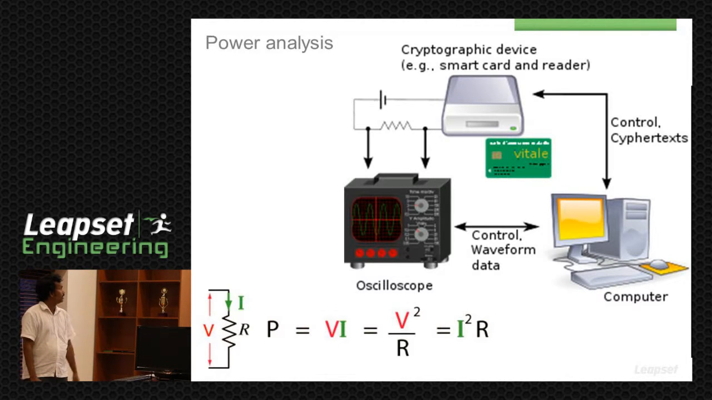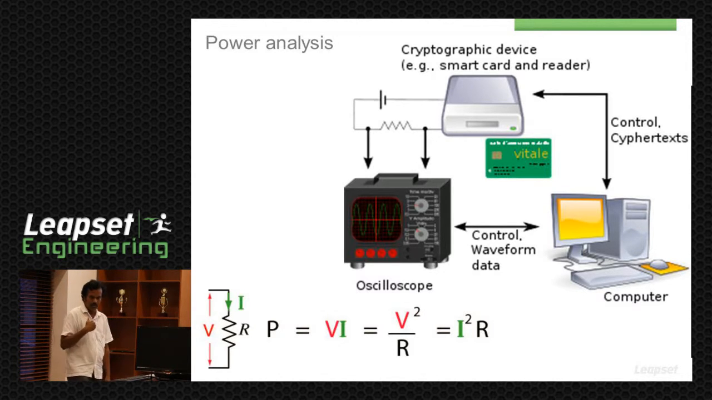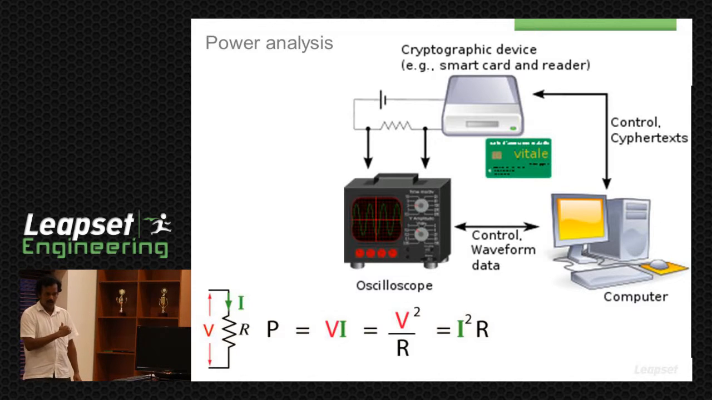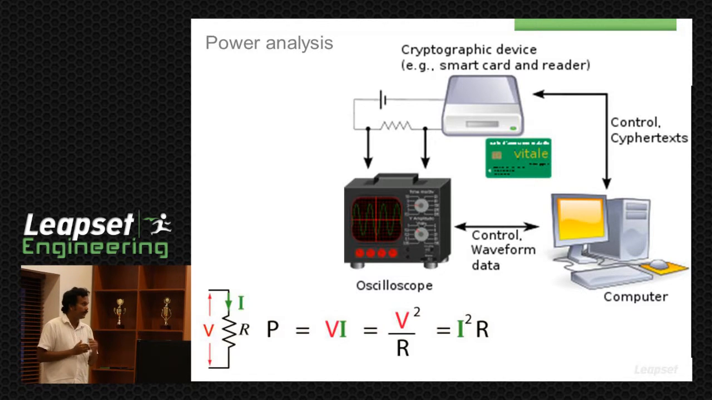People can do that using power analysis. Right? What they do is they send different ciphers, different data, to the smart card and let it do the encryption process. They use an oscilloscope or some electronic equipment and monitor the power usage of that device. When the electronic device operates, it draws current. It uses some power. We can continuously monitor the power usage.